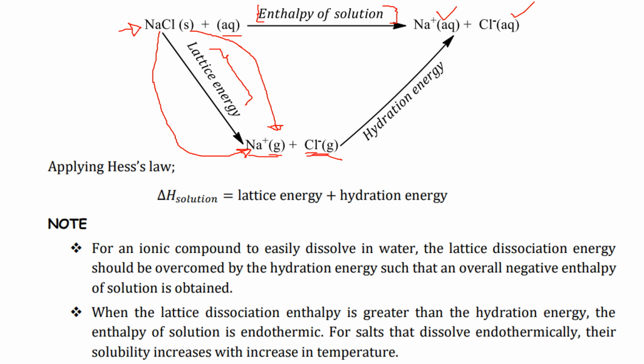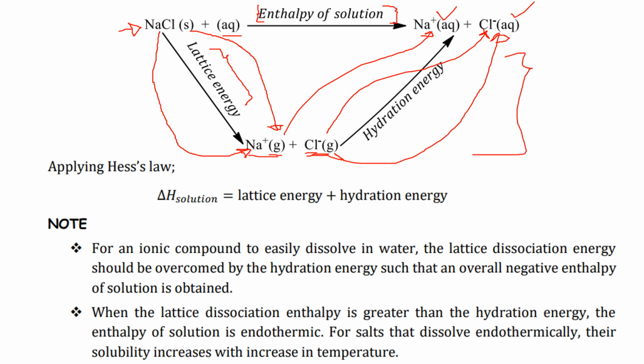Then enthalpy of hydration converts each of our ions into aqueous ions by surrounding them with adequate water molecules so that we can form an infinitely dilute solution without changing pH. So hydration energy converts the gaseous chloride ions to aqueous chloride ions and the gaseous sodium ions to aqueous sodium ions. These are the two energies required to get the enthalpy of solution. By Hess's law, enthalpy of solution is equal to lattice energy, which is always positive because it's always energy required.